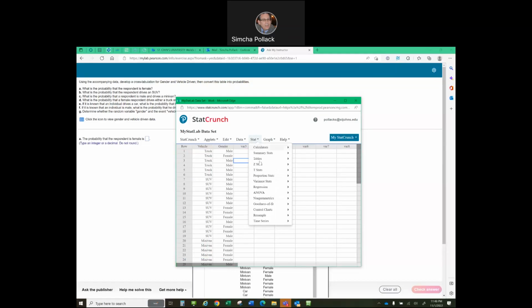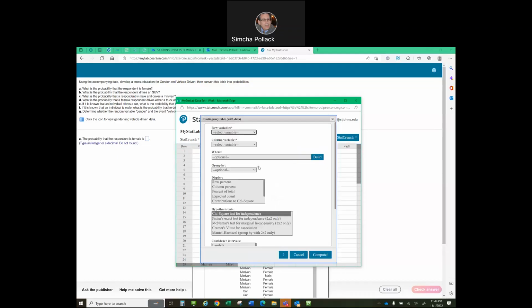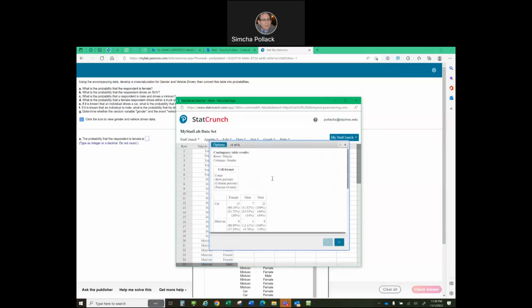Go to Stat, Tables. This is called a contingency table. We want to see how one categorical variable affects another. We have the raw data, except we'll need these three outputs: row percent, column percent, and percent of total. We also have to make vehicle the first variable and gender the second variable, and now we hit compute. That's all our calculations.